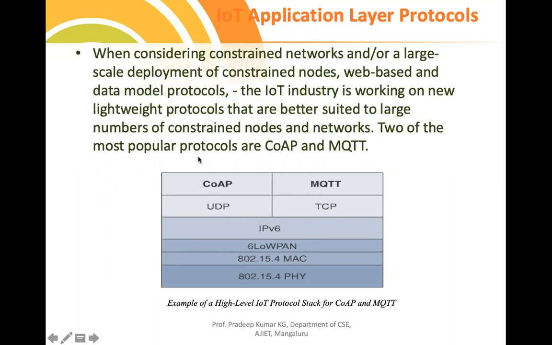So coming to the application layer protocols, that is CoAP and MQTT. Let us have a look at this particular diagram. We'll start from the bottom: 802.15.4 physical layer, 15.4 MAC, 6LoWPAN, IPv6, TCP and UDP. These five layers we already covered.